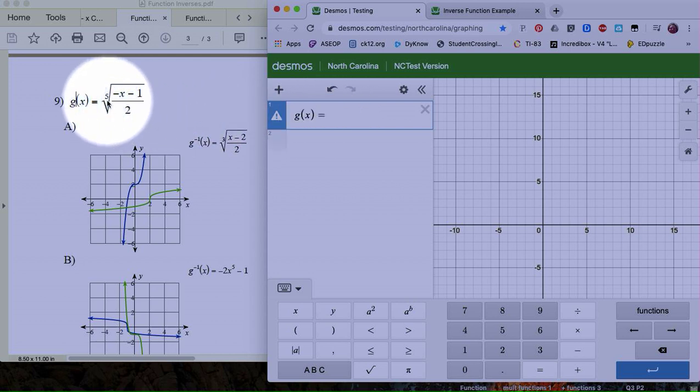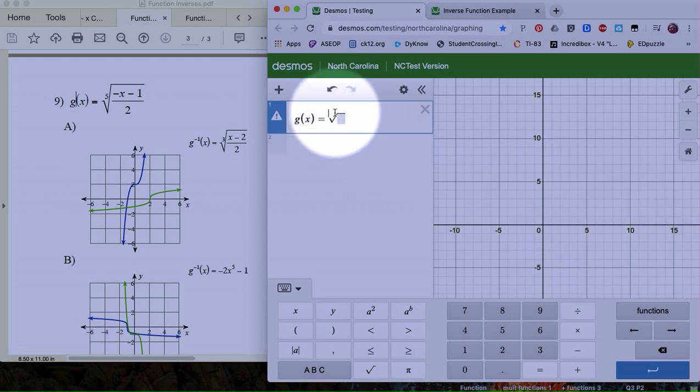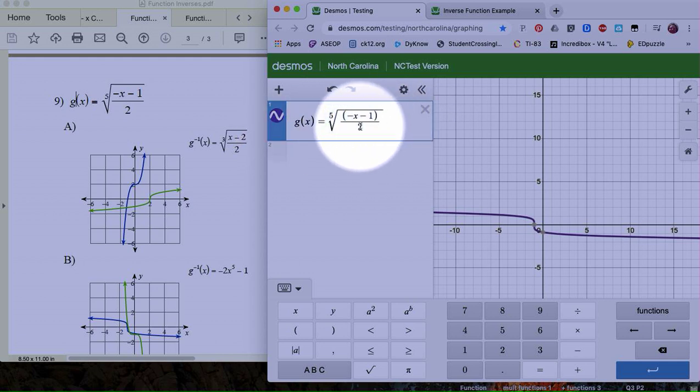So I need the fifth root. To find the fifth root here, I have to go to functions here, over to miscellaneous, and you can see that an n is there, so I can type any number I want there. And then I have to put parentheses around that quantity because I want it in my numerator. So negative x minus 1 and my quantity divided by 2, and use my right arrow to get out of the fifth root there. So I've got my graph here.